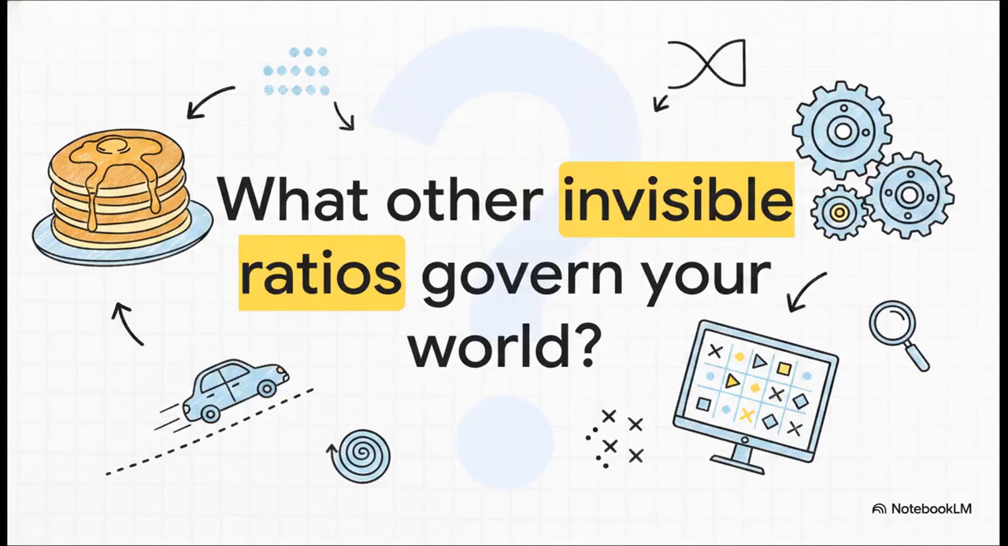So, you now possess the mathematical toolkit to effortlessly scale up a pancake recipe for a massive crowd or map out the precise timing of a cross-country road trip. But you know what? This is just the beginning. Take a look around. From the gears on your bicycle to the pixels on the screen you're watching right now, what other invisible ratios are quietly governing the physical world around you at this very moment?